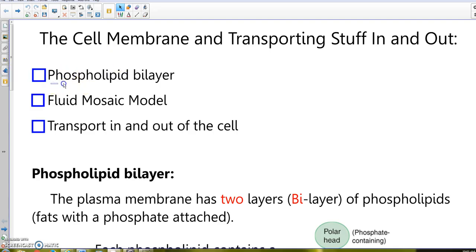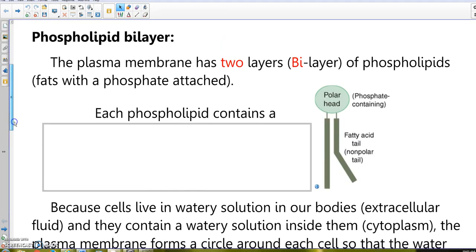It's composed of a phospholipid bilayer, so we're going to discuss that. It's given the descriptive title, I guess, of being called a fluid mosaic model. Talk about why. So first of all, let's quickly talk about the phospholipid bilayer.